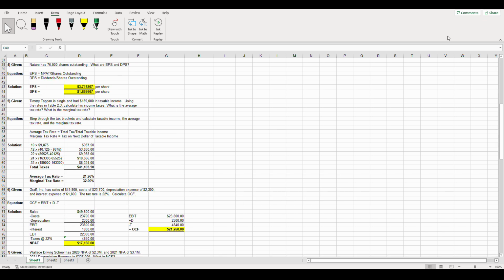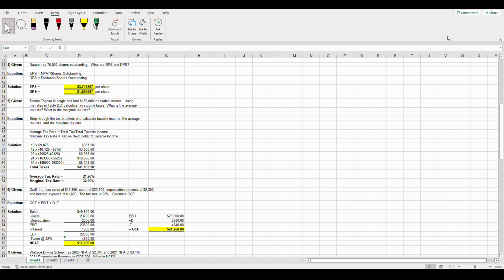In problem number 4, what's given is Natera has 75,000 shares outstanding, and we want to know what are the earnings per share and dividends per share. The equation is earnings per share equals net income over total shares outstanding, and dividends per share is equal to dividends divided by total shares outstanding.